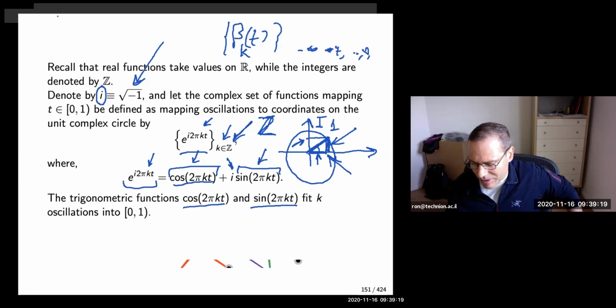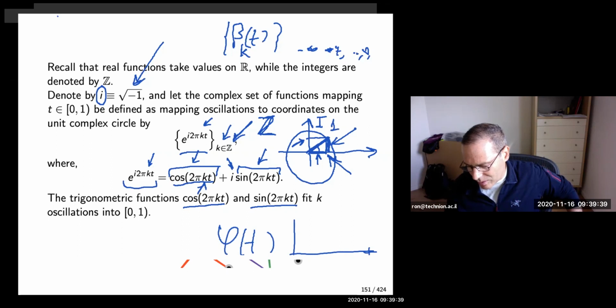And for the time being, we assume that my function, my psi function that I would like to represent, is given to me on the interval between zero and one. Okay, this is the time. Now, the moment I write k here, and t is between zero and one, we see that k determines the number of oscillations that happen between zero and one. So this would amount to the sine where k equals one. This would amount to k equal to.